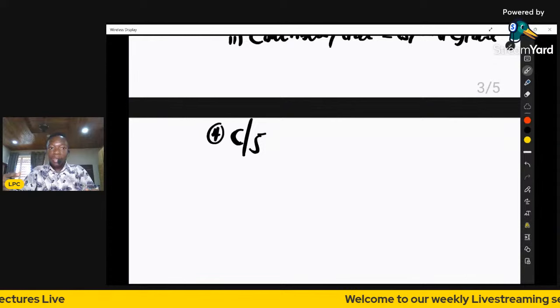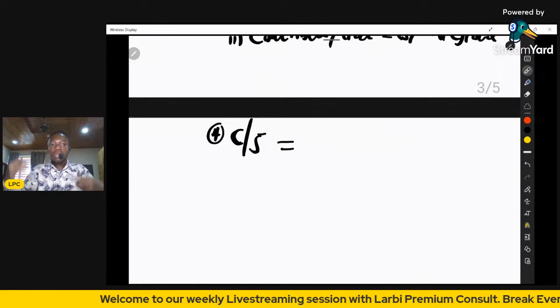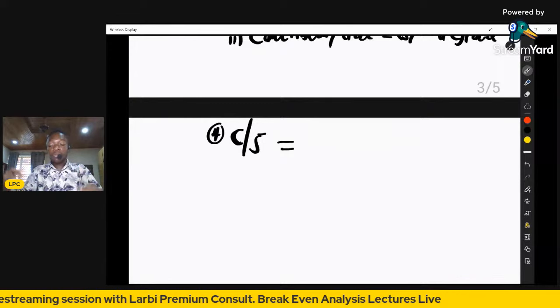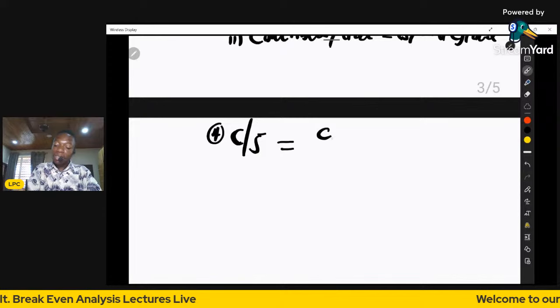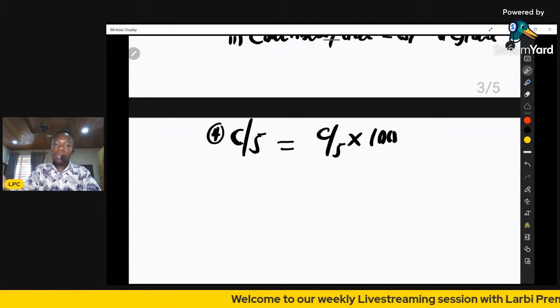So the CS ratio, we want to know the comparison between our contribution and our sales so that it can guide us when making business decisions with regards to production in that line. So the CS ratio should be equal to what? The contribution per unit divided by the selling price per unit, multiplied by 100. Most of the time we convert to a percentage.